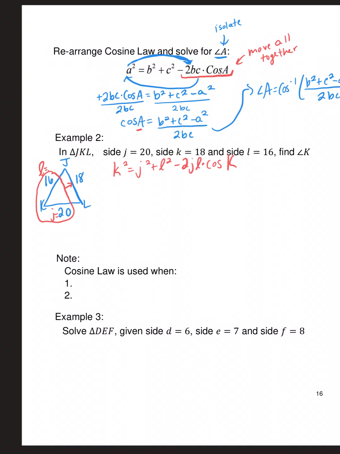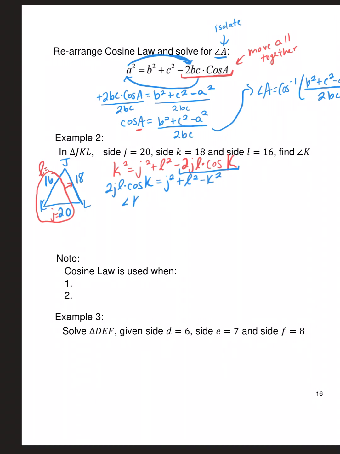So we need to do some rearranging. So we're going to rearrange just like we did above. We're going to rearrange our cosine law. So I'm going to move the entire piece of this over to the left, and I'm going to move my K squared over to the right. So we will have 2JL times the cosine of K, because I added that to the left, is equal to J squared plus L squared minus K squared. Okay, and then we will divide both sides by that 2JL and take the cos inverse.